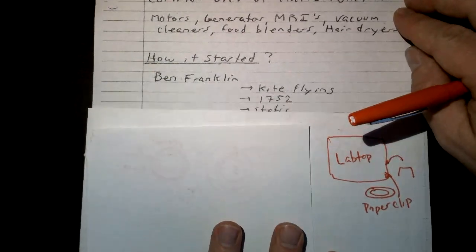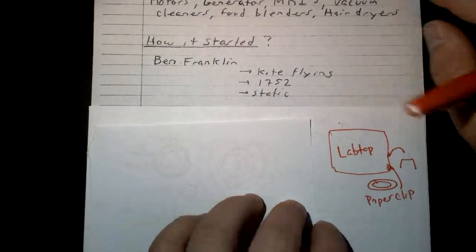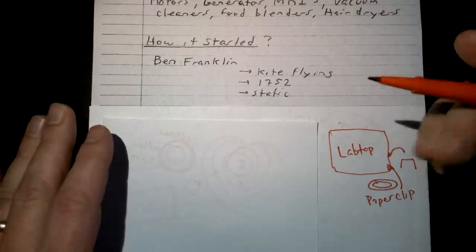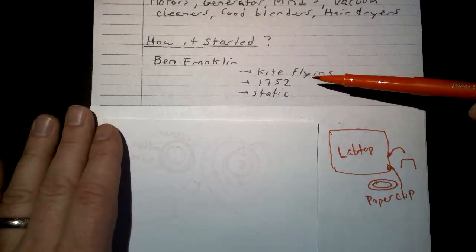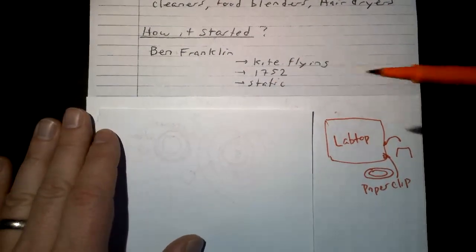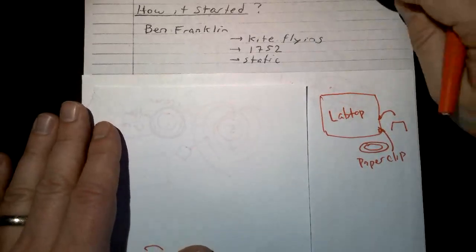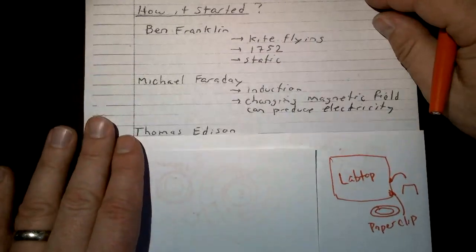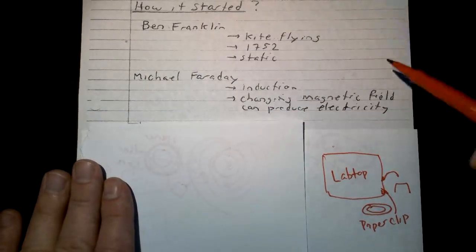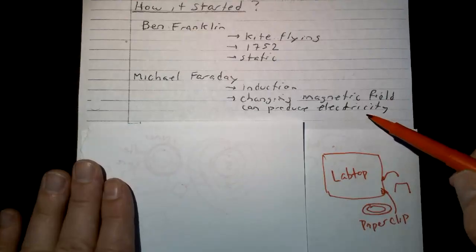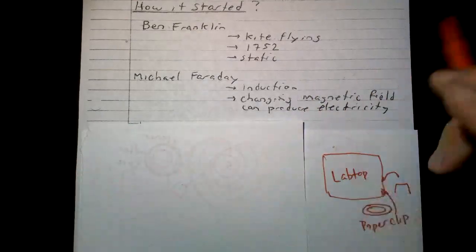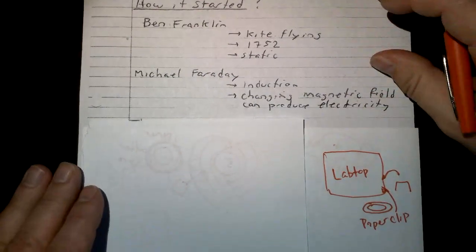So how did it start? I want you to know that Ben Franklin really opened the door a little bit to this with his kite flying, but I want you to read a little bit about Ben Franklin, because that's something in electronics that you should always know about electricity. Michael Faraday, we just talked a little bit, we saw his picture. He said that magnetic fields can produce electricity. So this is where electromagnetism is being introduced.